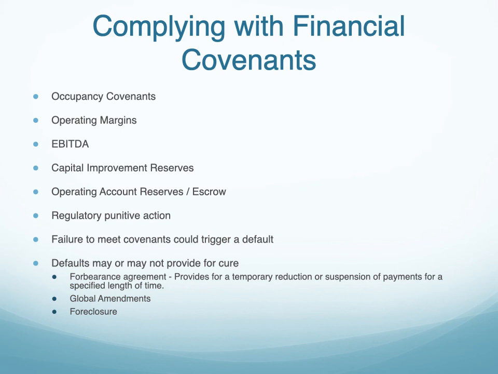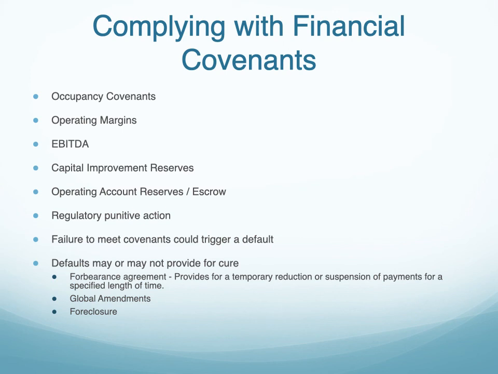They may have regulatory punitive action covenants in the event you get into trouble. They can withhold financing. Failure to meet any of these covenants can trigger a default. Defaults may or may not provide for a cure. Some defaults can be covered by a forbearance agreement, which provides a temporary reduction or suspension of payments for a specific length of time while you get back on your feet.